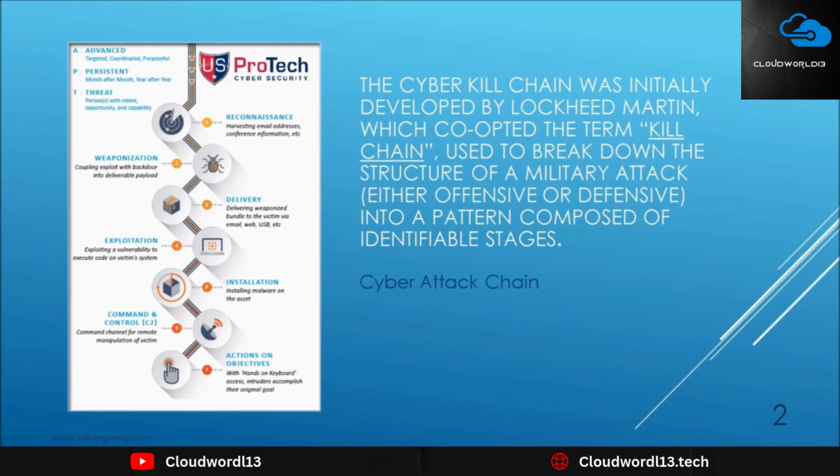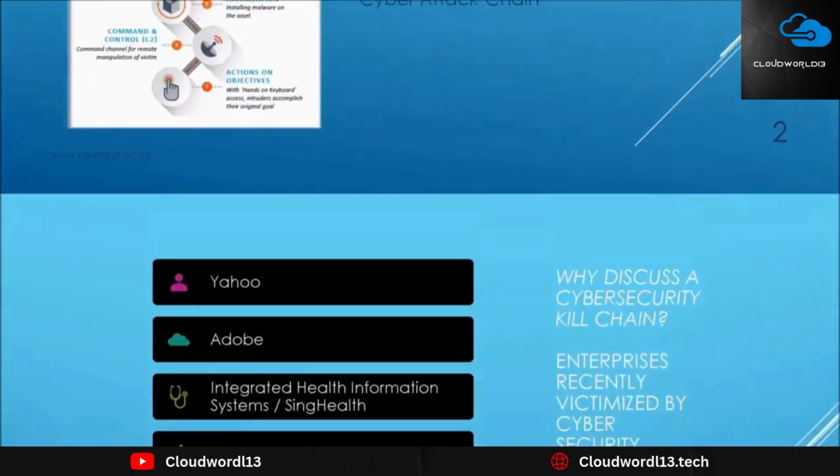And of course, the final step is actions and objectives. What are we trying to accomplish? Have we achieved our goal? What was the goal? Was it personal data? Was it credit card information? Was it financial data? Was it state secrets? All of these are the things we're looking at in terms of the cyber attack chain.